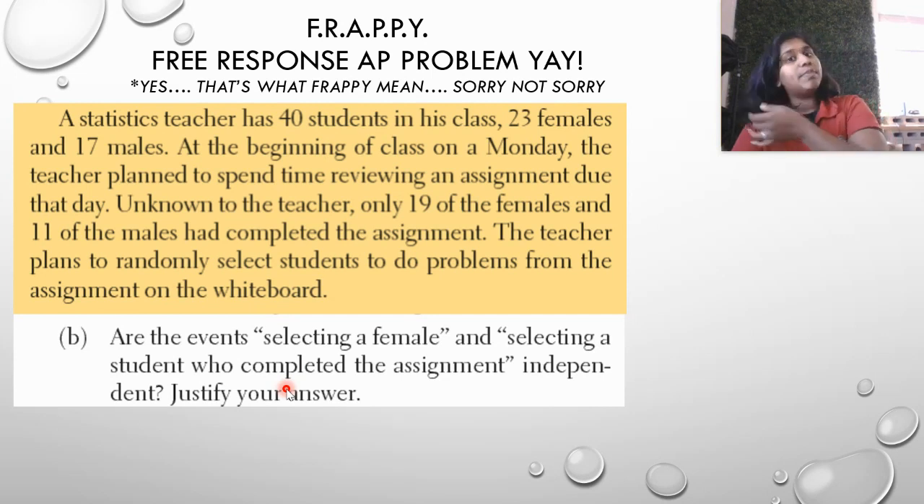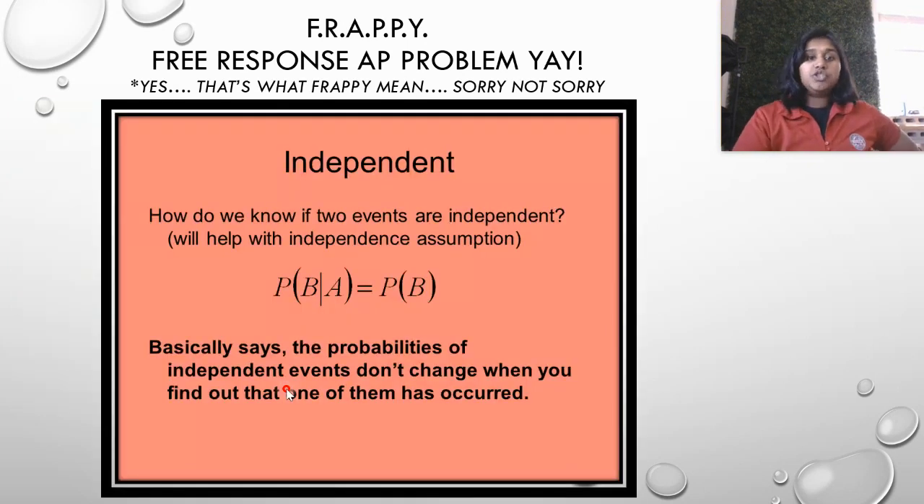So here we're dealing with independence and dependence. We're going to go back and forth between two major chapters in Khan, and that's the probability chapter and the random variables chapter. So let's jump on in.